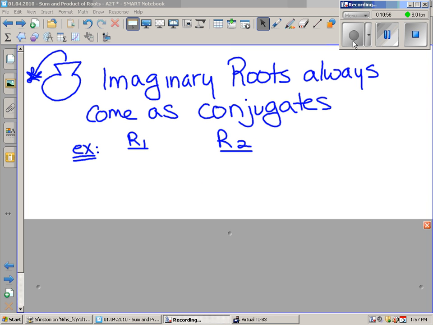Guys, so here we go. So turns out imaginary roots always come as conjugates. So you actually only need to know one of the roots when they're imaginary, and then you automatically get the other one. So let me give you an example.